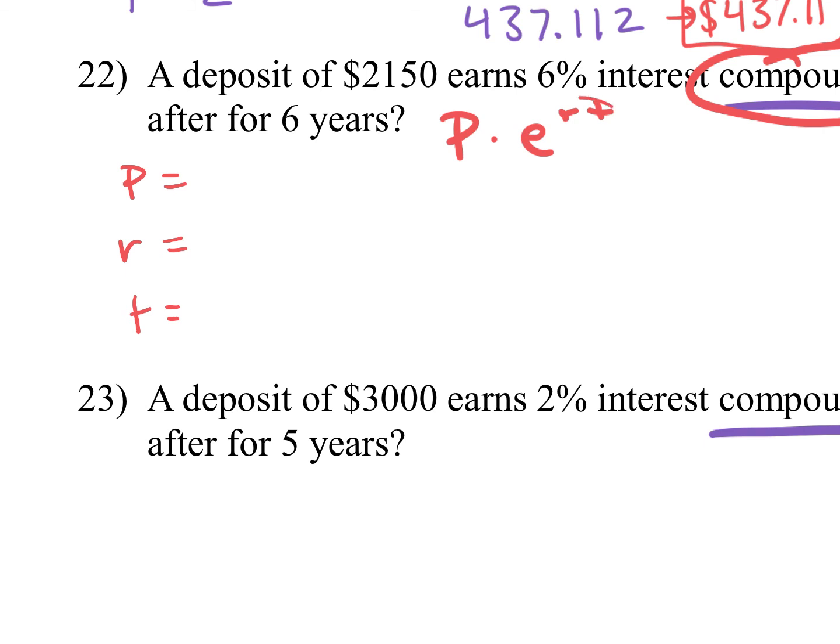Yes, multiply the rate and time. So we multiply them. What is my starting amount? 2,150. What's my rate? 6%, but what's the decimal? 0.06. Remember, you move the decimal twice, so it's 0.06. And then what's the time? 6 years. So I have 2,150 times e to the power of r.